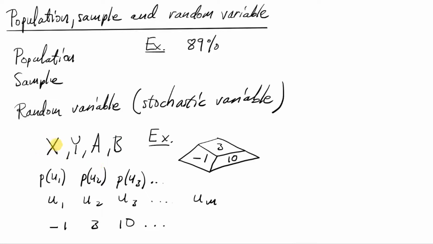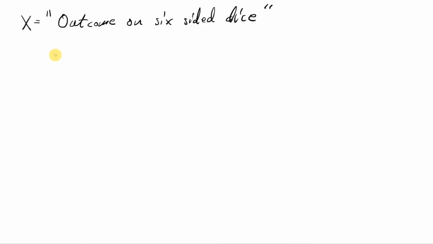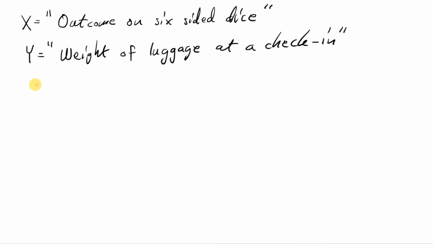So if you observe a random variable, every time you observe it, it will give you different values with different probabilities for the different values. For example, one random variable could be the outcome on a six-sided die. Or for example, the weight of luggage at the check-in at an airport. So if you stand at the check-in and watch people check in luggage, then you take a random person, what is the luggage weight they check in? That could be a stochastic variable.